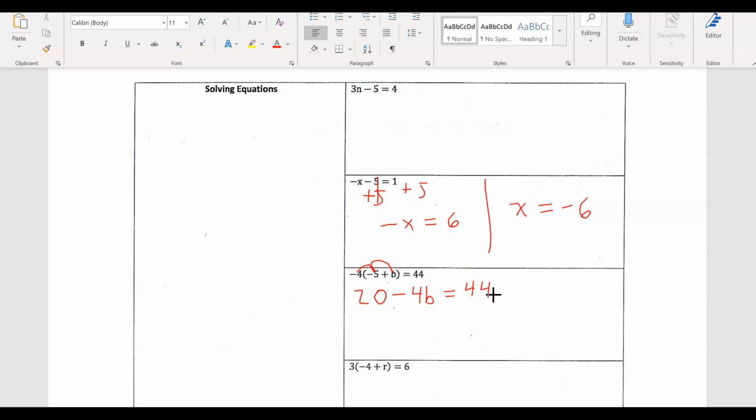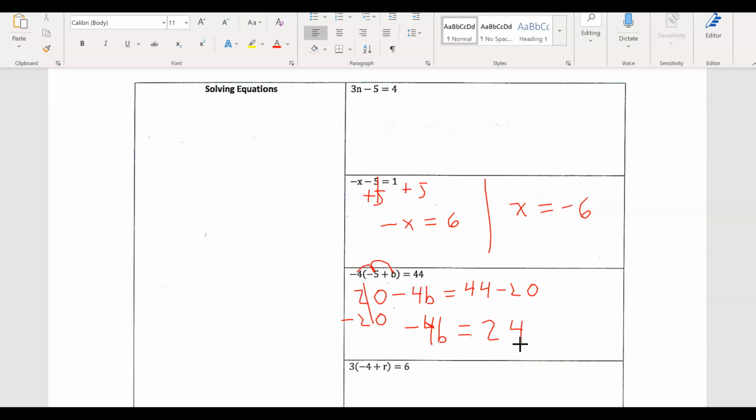Okay, so again, I want anything that is around the b gone, I want the b to be all by itself. So the first thing I have to do is undo this 20. There's no sign in front of it, so we assume it's a positive number. So if I subtract 20 from 44, what happens? Don't forget this negative sign. That negative 4, there's still a negative in front of the 4 on that b. We can't lose that. Equals 44 minus 20 is 24.